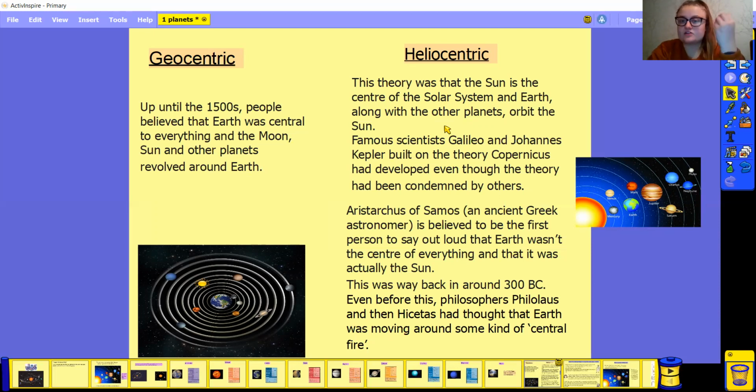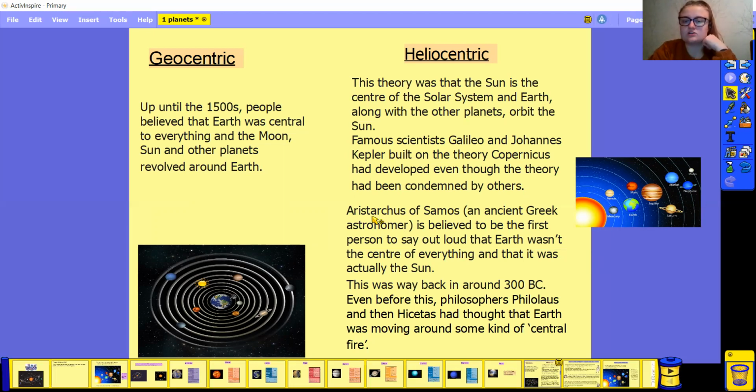And then the Earth and the other planets actually orbit around the sun. Famous scientists such as Galileo and Johannes Kepler built on the theory that Copernicus had developed, even though the theory had been condemned by others. So at first, this idea that the sun was in the centre of the universe was condemned, so it wasn't accepted by anybody, it wasn't supported by many. The churches actually said that it goes against their belief, so they said it wasn't allowed. And we're going to go a little bit more into that in the next slide.